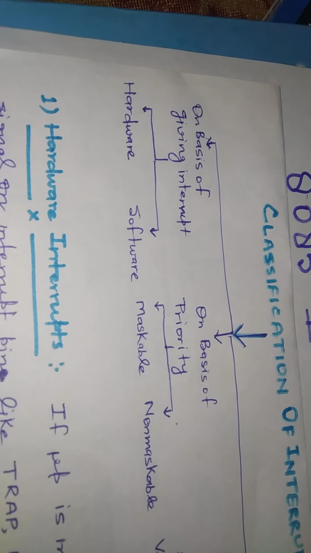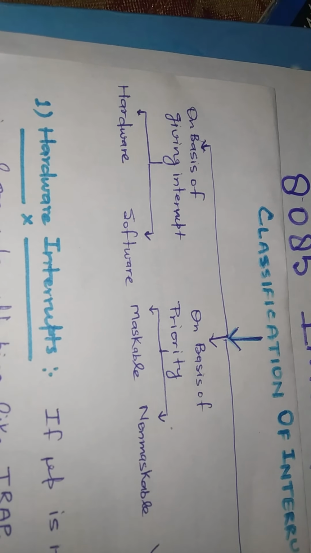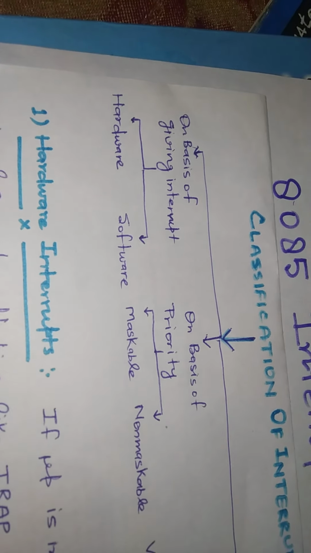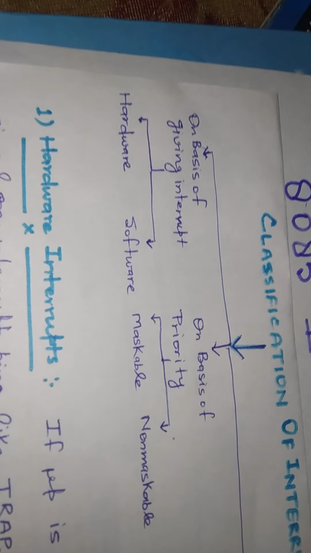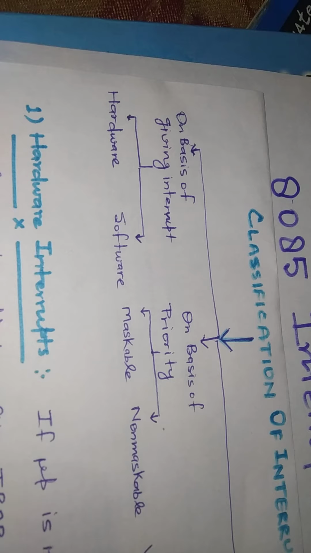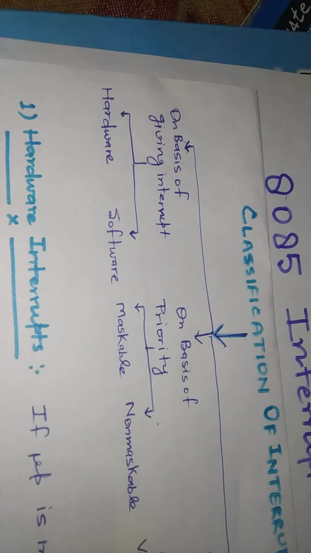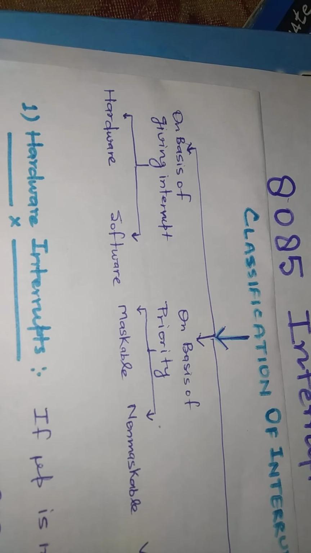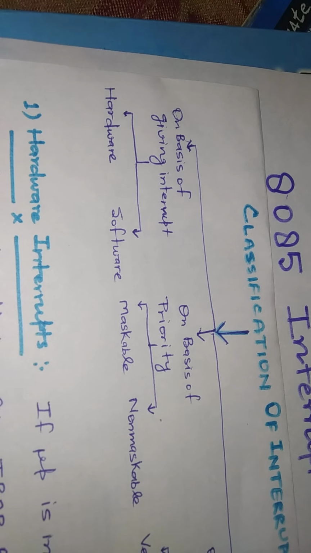What is its meaning? Hardware interrupt means the interrupt signal is given to the pin of the processor, and software interrupt means interrupt is initiated by inserting an instruction in the main program of the processor, like RST instruction.